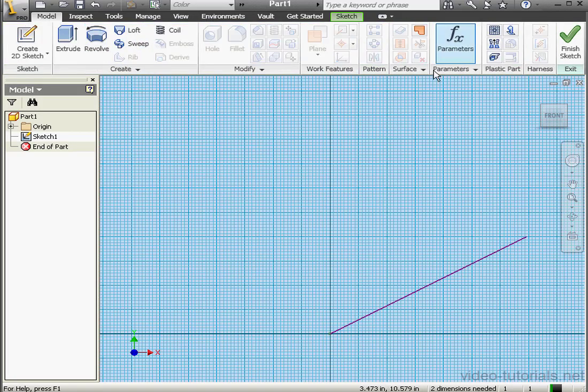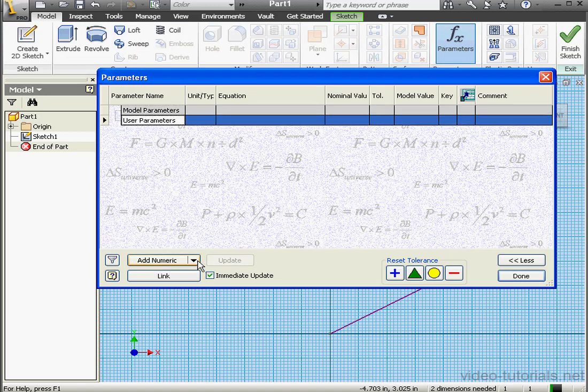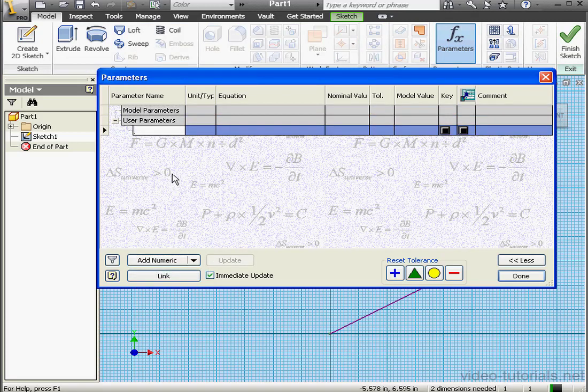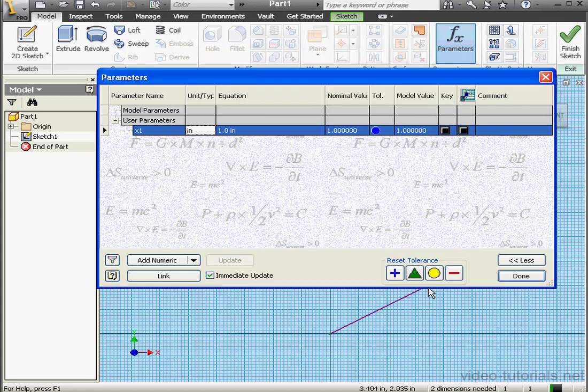We'll go to the Model tab, activate the Parameters tool. Let's set up a user parameter, add numeric, and let's call this parameter x1. The units will be inches, and our equation will be the cosine of 30, that's our angle, multiplied by the distance of 8. Click outside to register. And as we can see, x equals approximately 6.93.